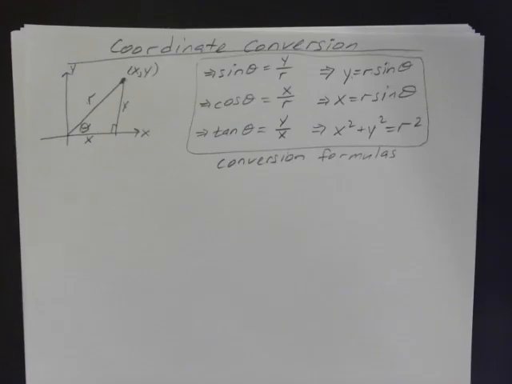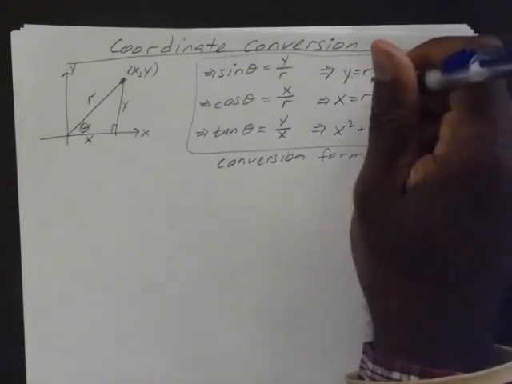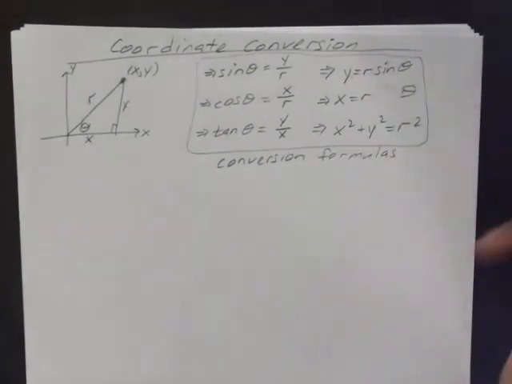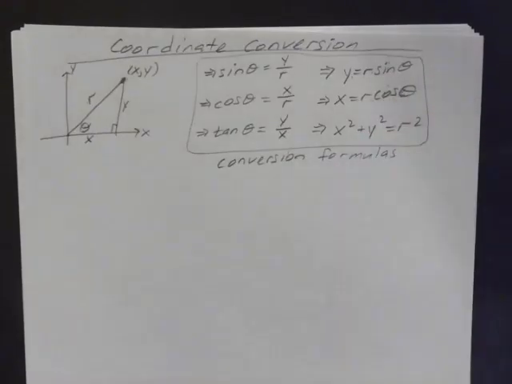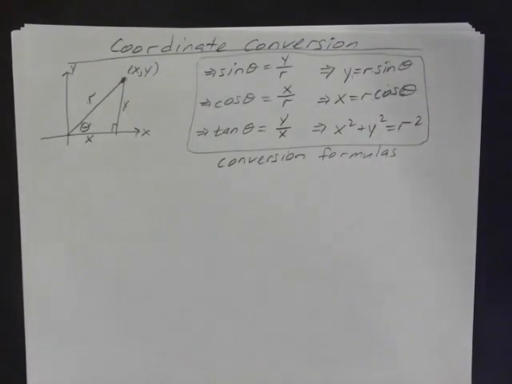polar coordinates. Yes. For the x equals, you accidentally dropped the cosine. Which one? The x. Oh, yeah, you're right. Thank you for catching that one. So x equals r cosine of theta.